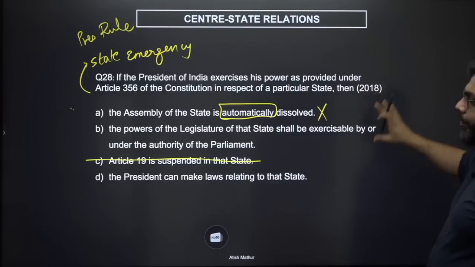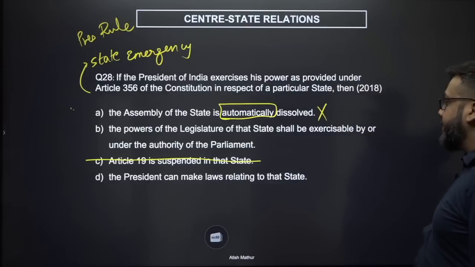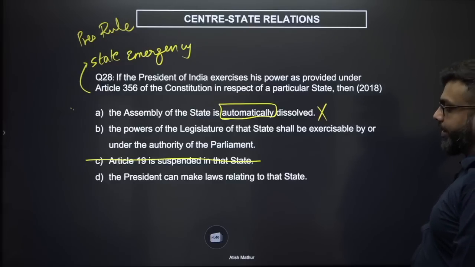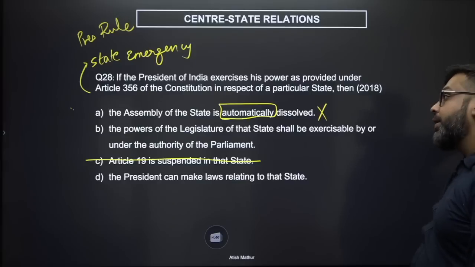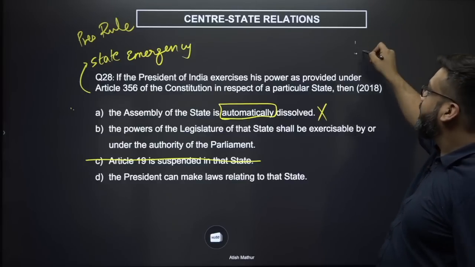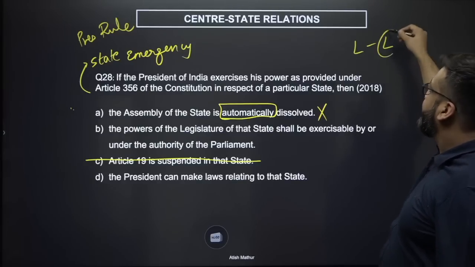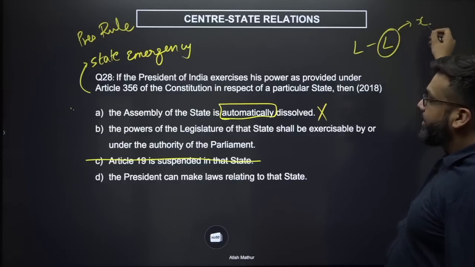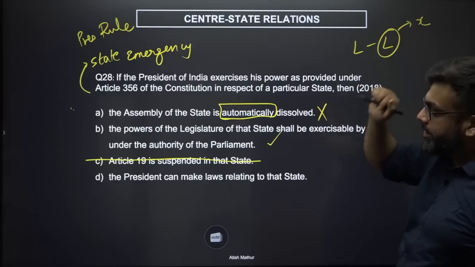Now you are left with 2. Powers of the legislature shall be exercised by or under the authority of the parliament, and the president can make laws relating to that state. Now, this is lawmaking power. Lawmaking power can only transfer from legislature to legislature and then can be transferred to somebody else, and that is why option number B is correct.